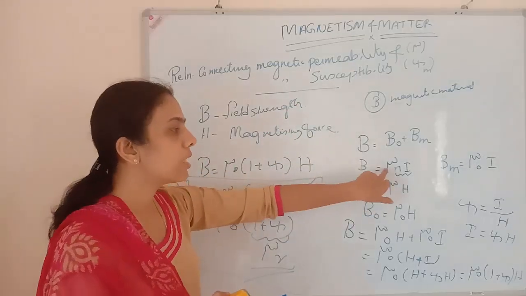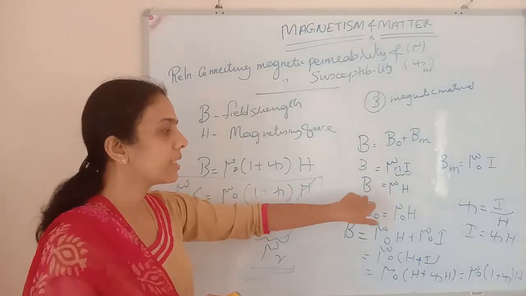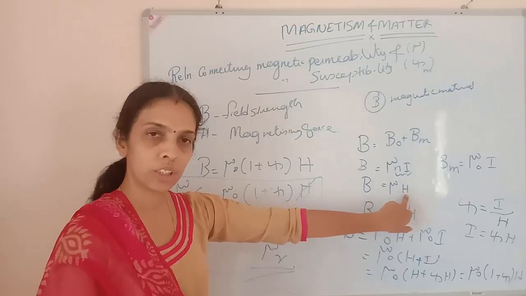So B equals mu into H. This formula we already learned, isn't it? So we can write it as B equals mu into H.